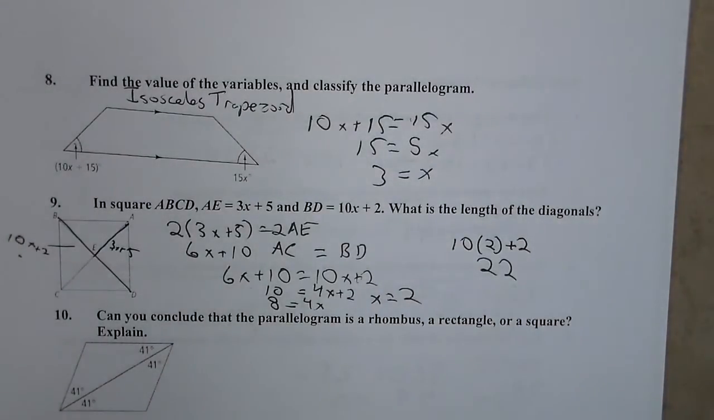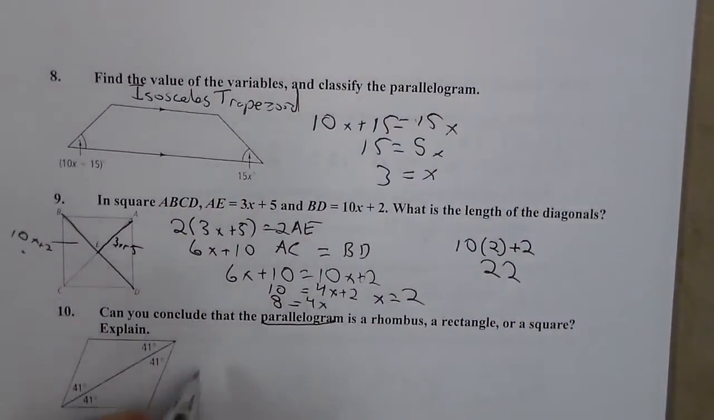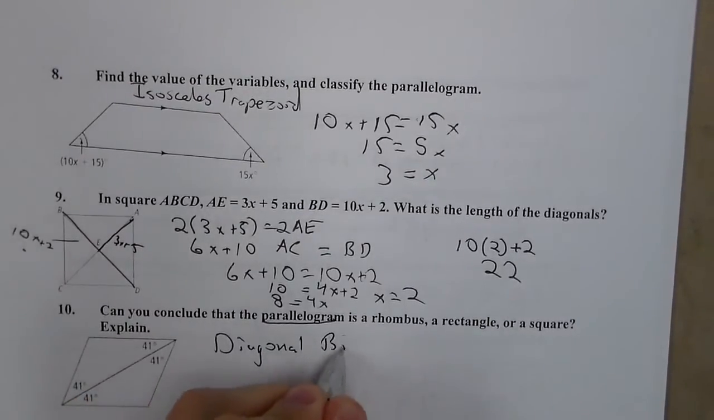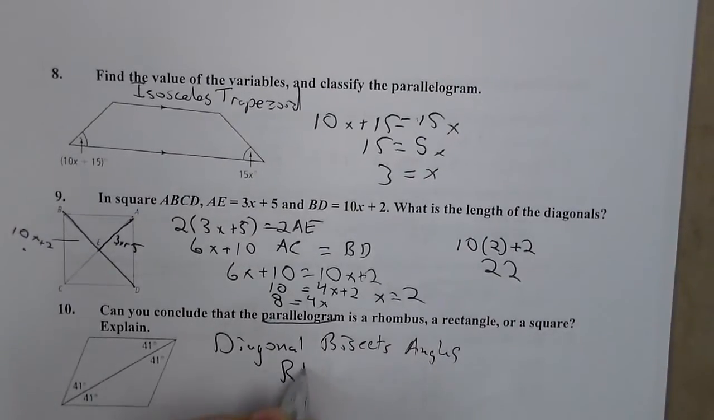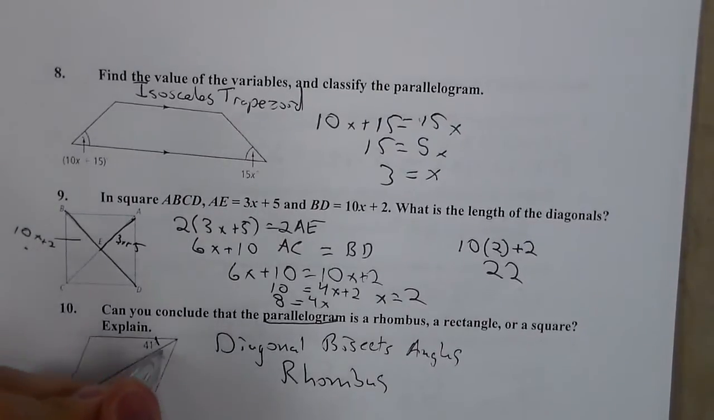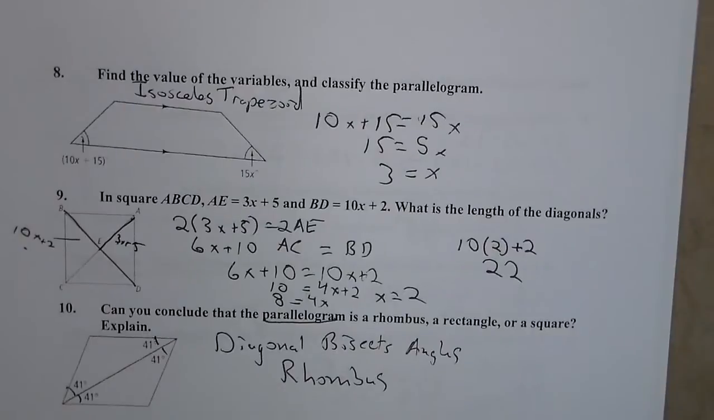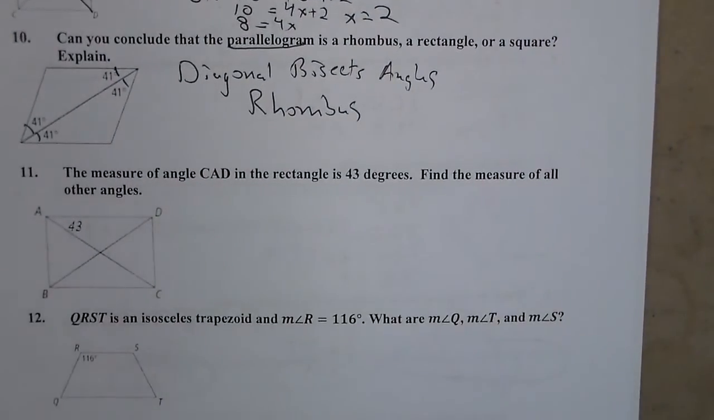For number 10, can we conclude if it's a parallelogram, rhombus, rectangle, or square? Well, we know it's a parallelogram. They gave us that. Since the diagonal bisects angles, that's going to tell us we're going to go rhombus. And that's because we have 41, 41, 41, 41. Now, if the 41s added together to be 90, we would say it could be a rectangle. In that case, it would also be a square. But since we only know that much, we're going to stop at rhombus.